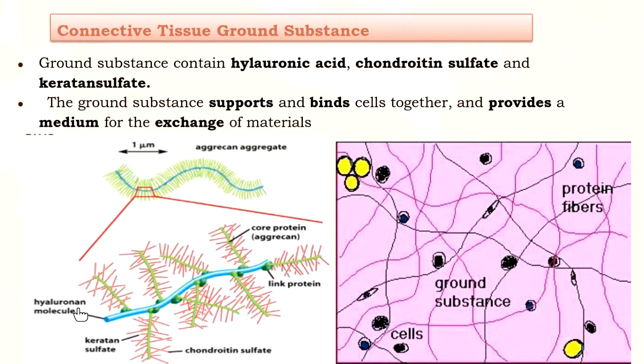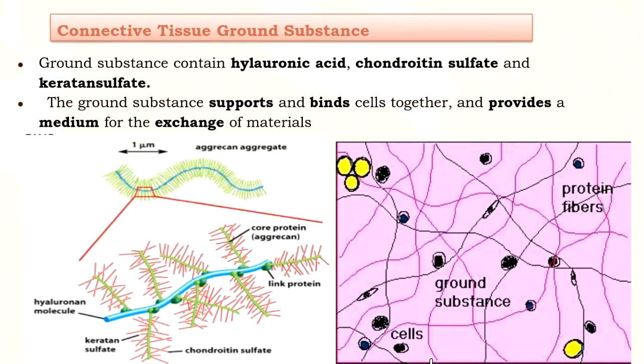ground substance. Here, the ground substance supports and binds the cells together and provides the medium for exchange of material. We saw one of the major functions of connective tissue was to provide the exchange of material. How is it possible? It is possible through different types of ground substance. The ground substance like hyaluronic acid, chondroitin sulfate, these are the materials which will help in the exchange between the epithelium and connective tissue and within the connective tissue.